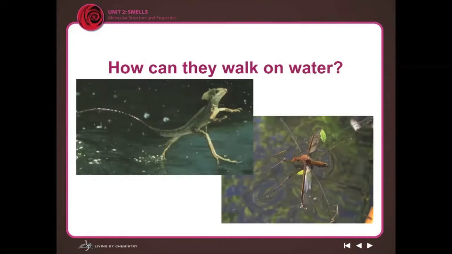And here I have some photos of a Chinese water lizard running on top of the water, and of course the water strider on the right. We used to call these guys Jesus bugs because they walk on the water. How come they don't sink? How come they don't fall in?